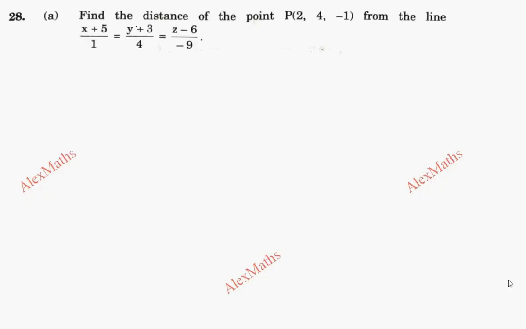Question number 28, A part. We have the question in which we have to find the distance of the point from the line. We take a small diagram, that is, we have a line and we have a point P, which is 2, 4, -1, and we have to find the distance between the point and the line. It is always a perpendicular distance. So let us take this point as Q, which is nothing but the foot of the perpendicular. After finding this Q, we can find the distance.